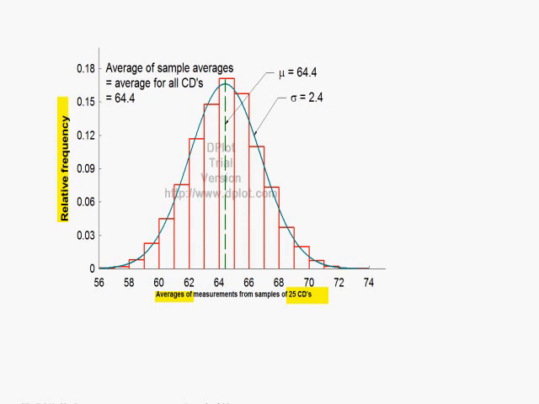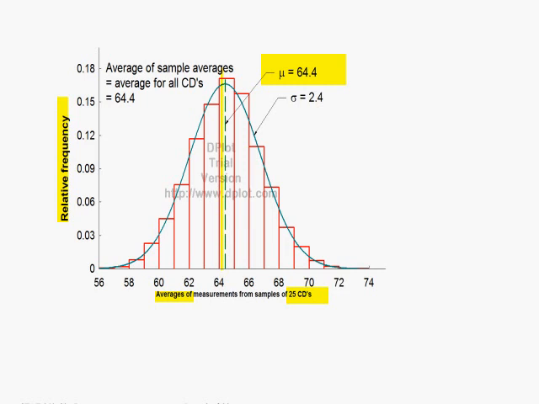So that's the first thing that the central limit theorem says. That histogram is going to look like a bell-shaped curve. What's on the x-axis is the averages. What's on the y-axis are the relative frequencies. The next thing that the central limit theorem says is that if you took the average of the averages, that would be right down the mean of this bell-shaped curve, which is right in the middle of it. That mean is exactly the mean or the average for the entire population of CDs. That would mean for this particular factory, the average for all CDs made from this factory is 64.4.